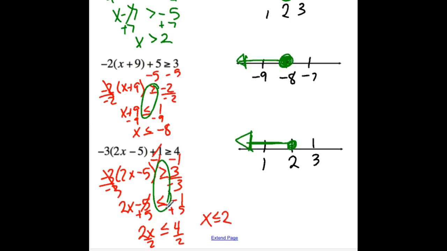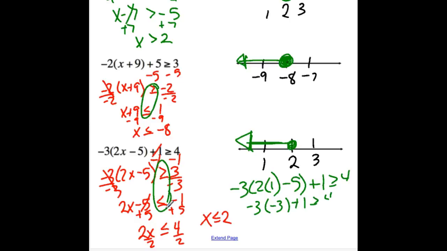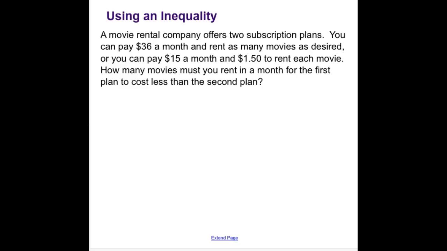So for example, if x is less than or equal to 2 on this last one, if I plug a 1 in, I have -3 times 2 times 1 minus 5, plus 1. I need that to be greater than or equal to 4. 2 times 1 is 2. 2 minus 5 is -3. I have -3 times a -3 plus 1 greater than or equal to 4. 9 plus 1, is that greater than or equal to 4? Yes, in fact it is. It worked.